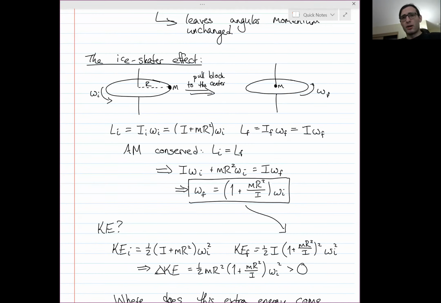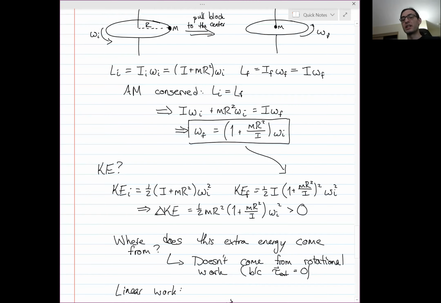However, at the end of lecture on Monday, I was trying to explain that indeed, the kinetic energy of the system goes up. So the question is, if the angular momentum is conserved, but the kinetic energy isn't, and in fact the kinetic energy increases, assuming there's no losses due to friction and so on and so forth, where does that extra energy come from?